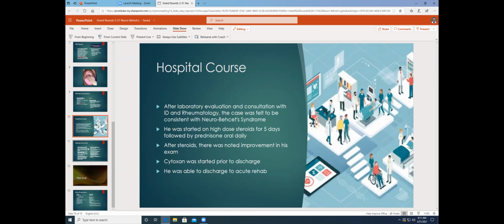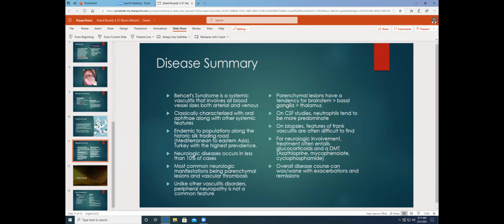And so that's his story in a nutshell, but just to give a brief disease summary: Behçet's is a systemic vasculitis, involving blood vessels of all sizes, both arterial and venous, classically characterized by oral aphthae along with other systemic features. It's endemic to populations along the old historic Silk Road, from the Mediterranean to Eastern Asia, but the highest prevalence is interestingly in Turkey. Neurologic complications occur less frequently, in about 10% of cases. The most common manifestations are parenchymal lesions like the one we saw, or vascular thrombosis.